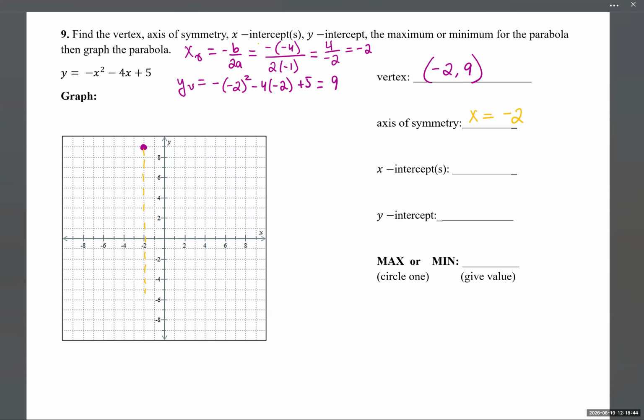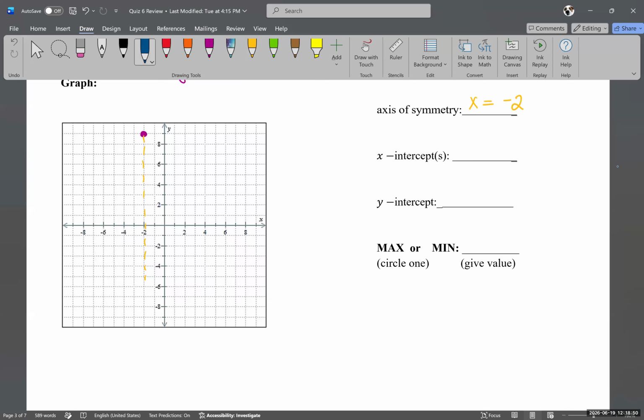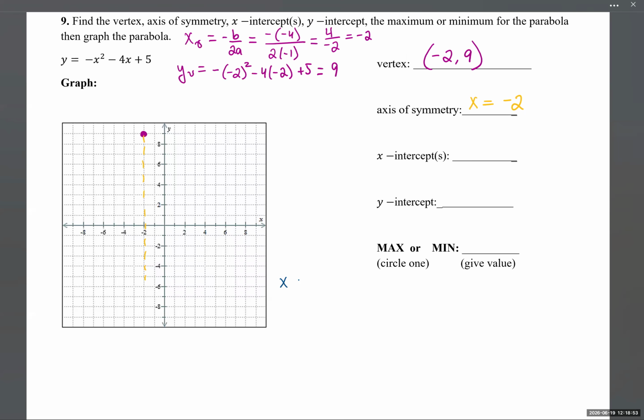X-intercepts and y-intercepts. Go ahead and go down below to calculate the x-intercepts first. So the x-intercepts happen when y is 0. So we have negative x squared minus 4x plus 5 equals 0. Now I have a negative in front of x squared, so I'm going to multiply everything by negative 1 to get rid of that negative. You couldn't do it before. You can only do that when you set the y equal to 0. Otherwise, it's not a legal mathematical operation. So x squared plus 4x minus 5 equals 0.